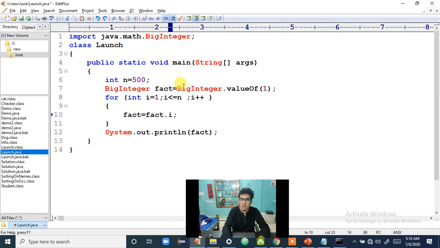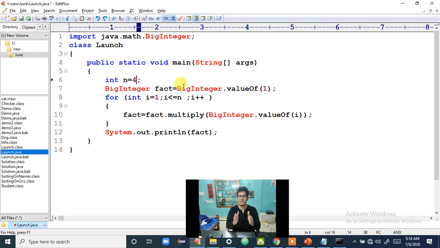Okay, so you have to use dot multiply of I. When you write it like this, again there is a problem. Why? Because for the multiply method, the left side should be BigInteger type and the right side should be BigInteger type. Left side fact is a BigInteger. How do you convert this I to BigInteger? By telling BigInteger.valueOf(I). So after this, our program is done. This is that BigInteger program.